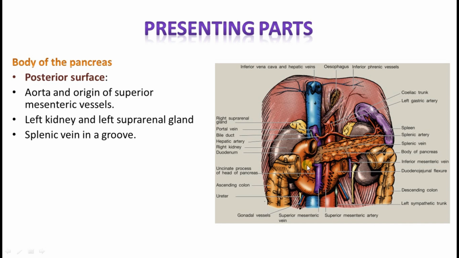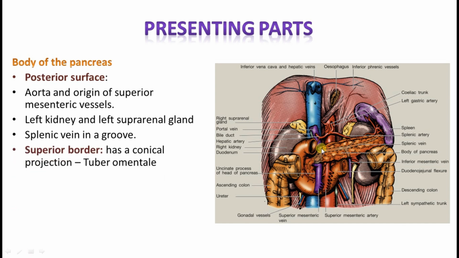Right crus is related to the posterior surface of the head. Left crus is related to the posterior surface of the body. So all these structures are separated from the posterior surface of the body of the pancreas by the splenic vein, which is running in a groove. This splenic vein joins with the superior mesenteric vein to form the portal vein behind the neck of the pancreas.